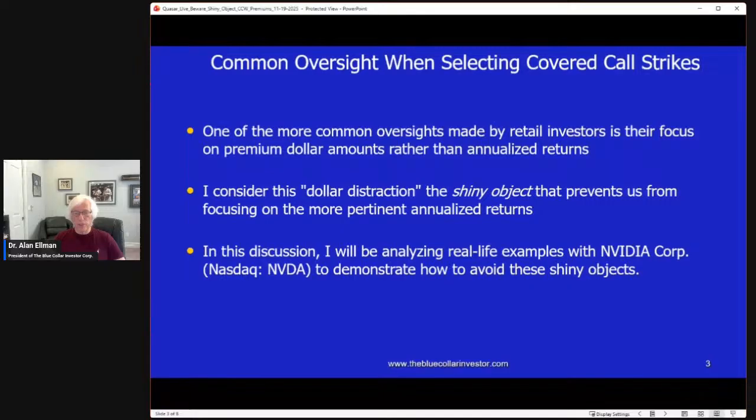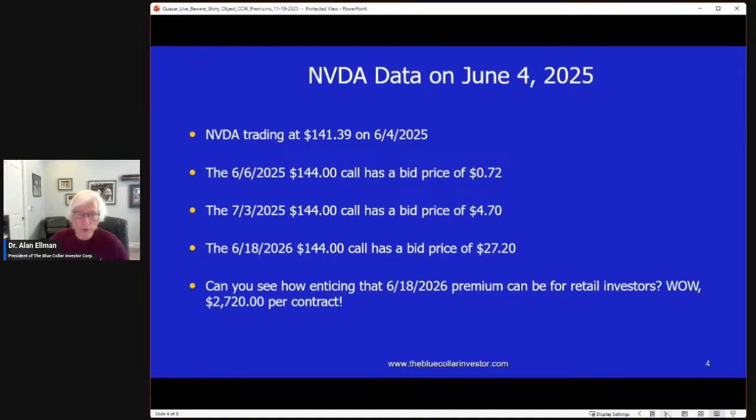In this presentation, I'm going to show you why you must focus on annualized returns and not the dollar amount of the premium. We're going to be using NVIDIA, listed on NASDAQ, NVDA, to demonstrate how to avoid these shiny objects. So let's move on now, Steve, to the next slide, and we'll talk about NVIDIA on June 4th, 2025 of this year, was trading at 141.39.